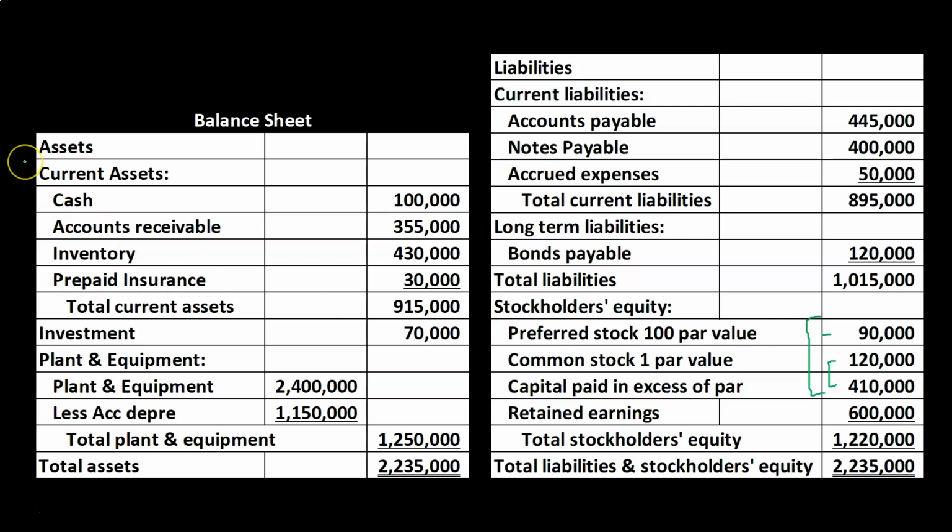So the standard breakout, as we've seen in a prior presentation of the balance sheet, is going to be the assets, liabilities, and equity. The assets are going to break down. We'll typically break them down further into current assets.